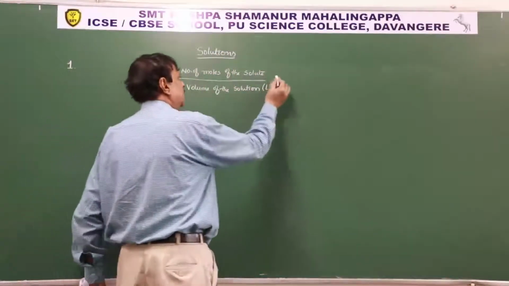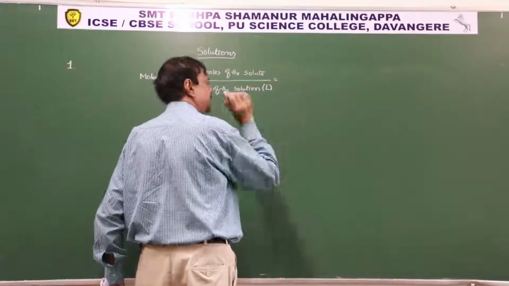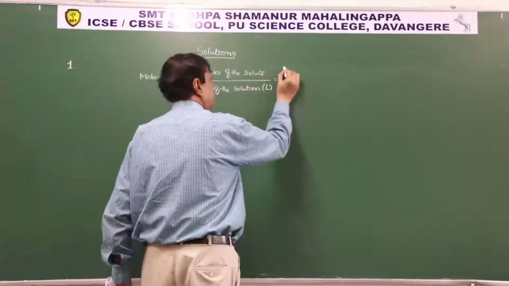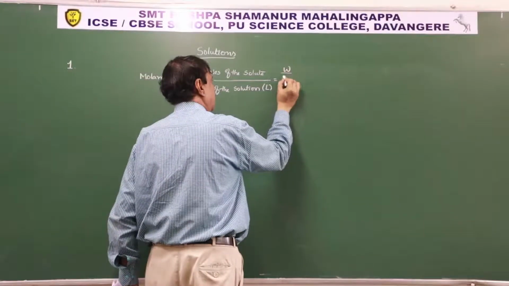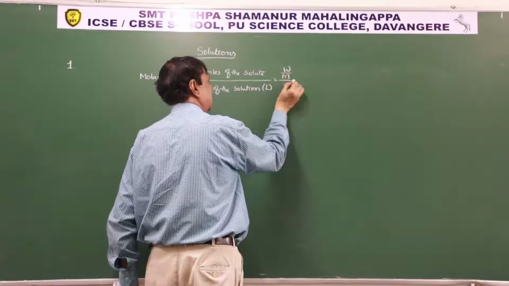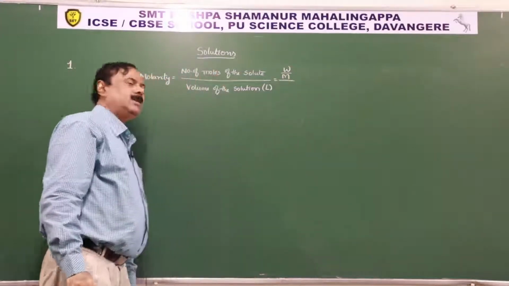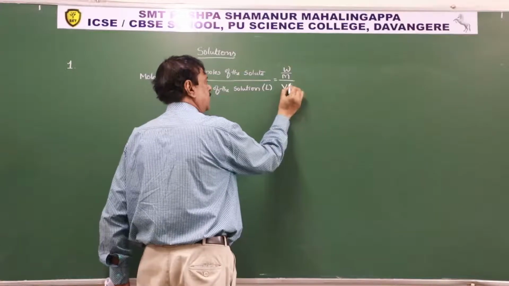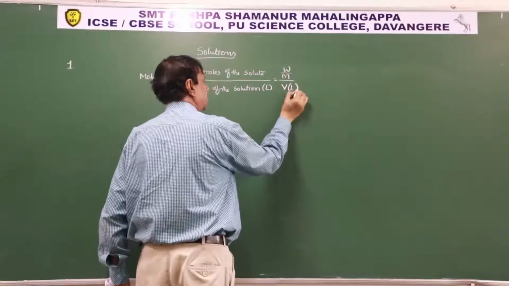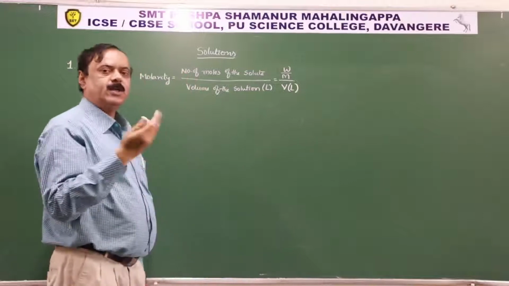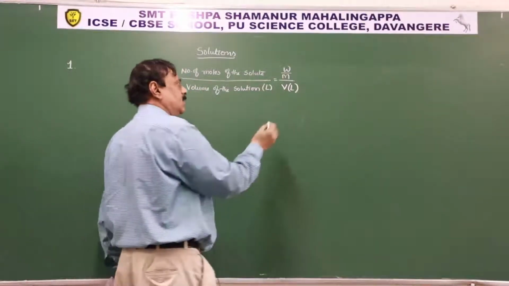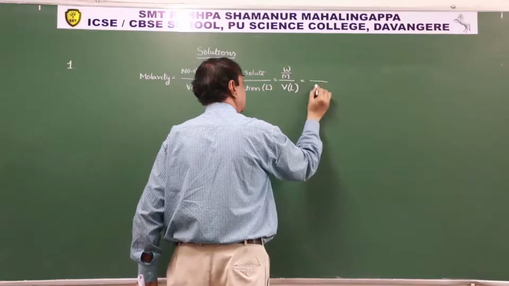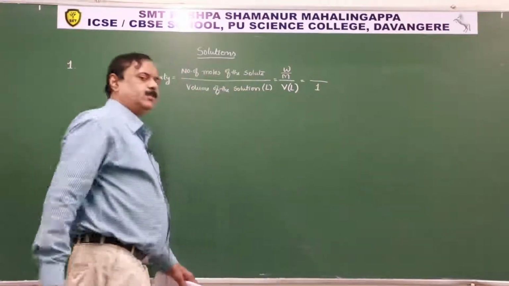Now, the number of moles of the solute. You should have the awareness about how to calculate the number of moles of the solute. That is given by the formula weight divided by molecular weight, whole divided by the volume of the solution in terms of liter. If it is in ml, you convert it in terms of liter. Here 1 liter is mentioned in the problem, therefore you have to put 1 liter.